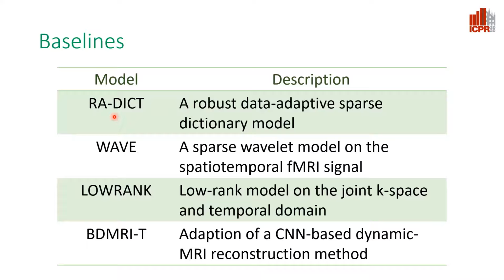First is RA-DICT, or the robust adaptive dictionary method, which uses a data adaptive sparse dictionary optimized using the robust loss idea. WAVE is simply a sparse wavelet model on spatiotemporal fMRI signal. Low-rank applies a low-rank model on k-space versus time matrix to fill in the missing values. BD-MRI-T, or Bayesian Deep MRI for time, is our adaptation of a CNN-based dynamic MRI reconstruction method. Again, you should look up the paper for more details about these baselines and the corresponding papers.